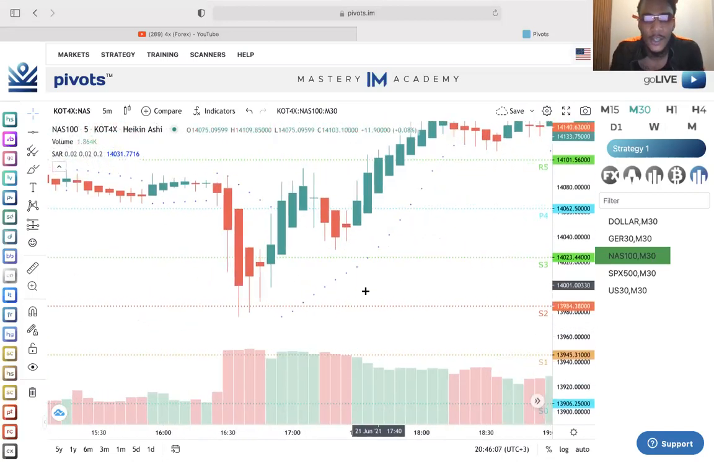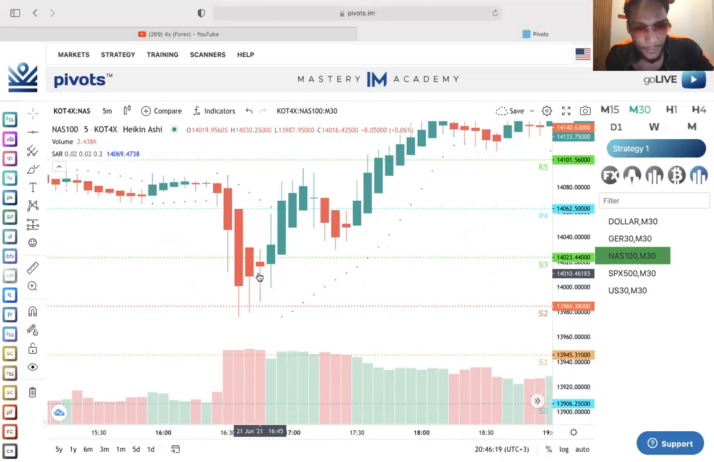So you see, let's just go right here, because it was at a good area. It was at the S2. So you see, we got our break above. So what are we looking for? Buy or sell? If it's breaking above, we are looking for a buy.